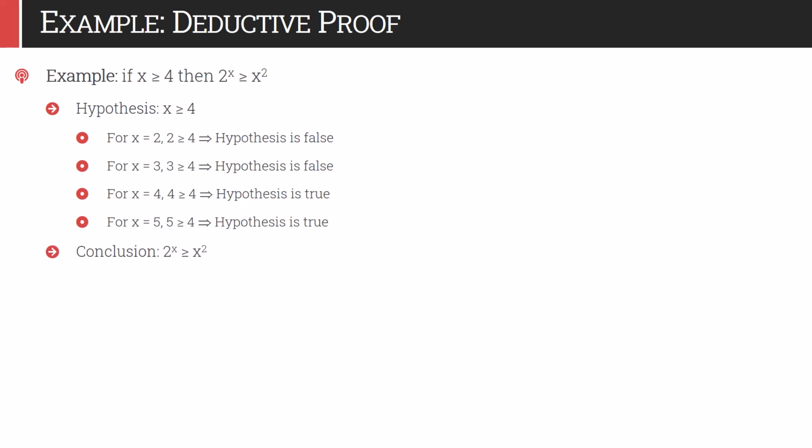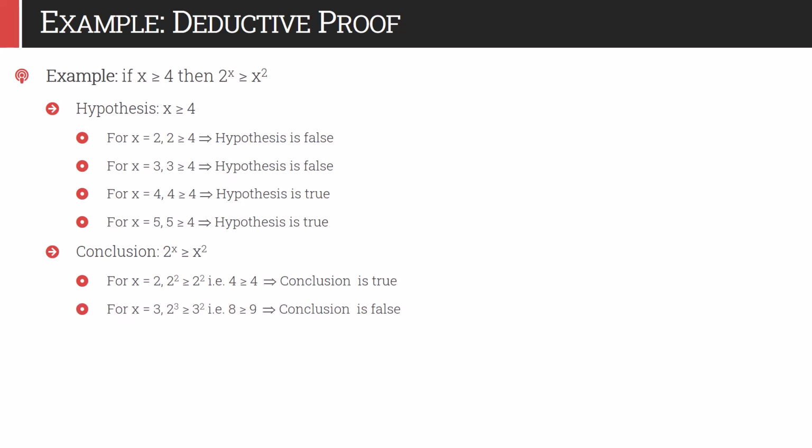Let us now check the validity of the conclusion, that is 2^x greater than or equal to x^2. For x equal to 2, it would be 2^2 greater than or equal to 2^2. So 4 greater than or equal to 4. So the conclusion is also true in this case. You see that our hypothesis is false because x is 2, but the conclusion is still true.